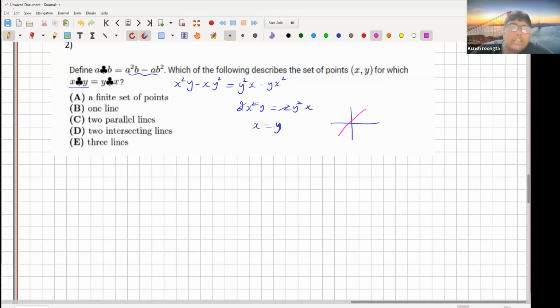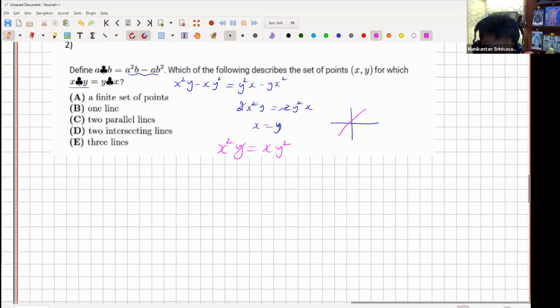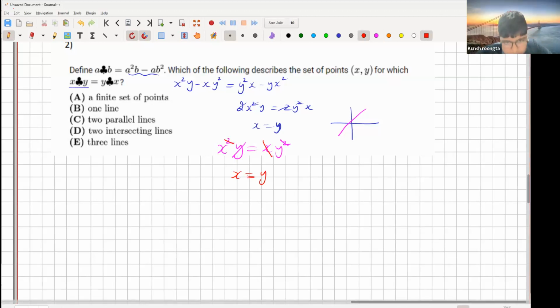So you can't cancel x squared and y squared. Why not? Because x and y are different. It's like canceling 2 raised to 2 equals 3. No, that will never happen, but generally x with x, you can't. So this is x square y equal to xy square. I'm cancelling this y with this y square, and I'm cancelling this particular x with this x square. So I'm having x equal to y, right? What's the problem?